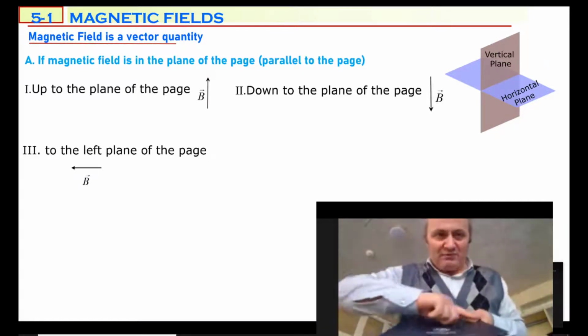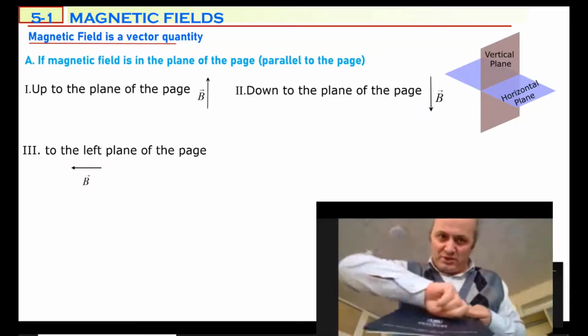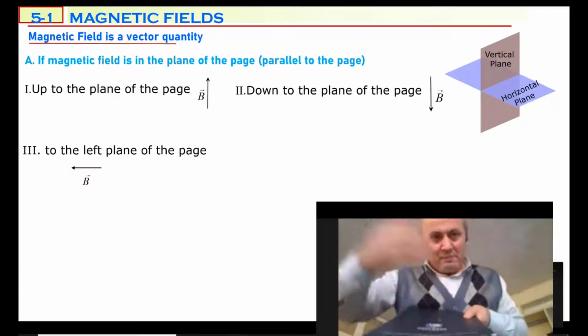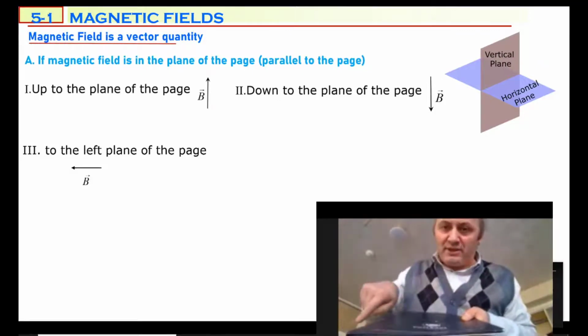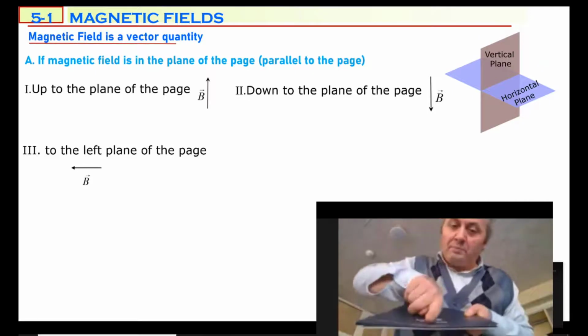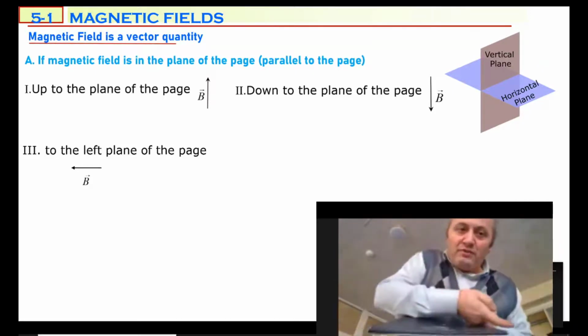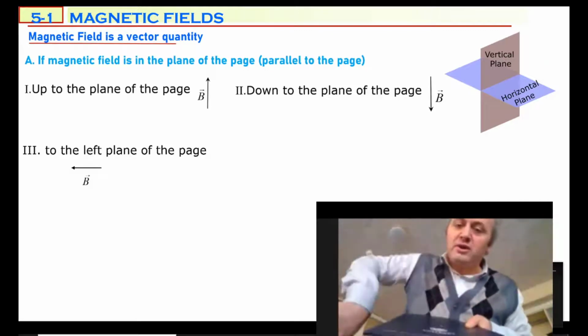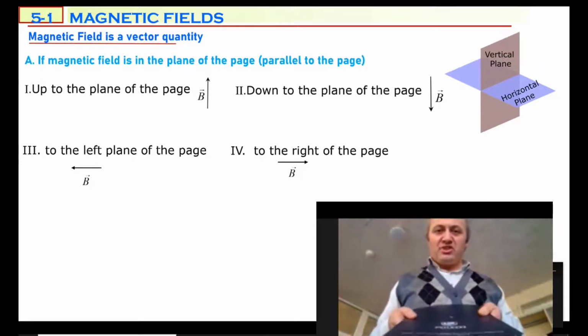Let's start from the left. If it is to the left, we say it is to the left in the plane of the page, or to the right in the plane of the page. So: up in the plane of the page, down in the plane of the page, to the left of the page, to the right of the page. Okay, you got these directions?